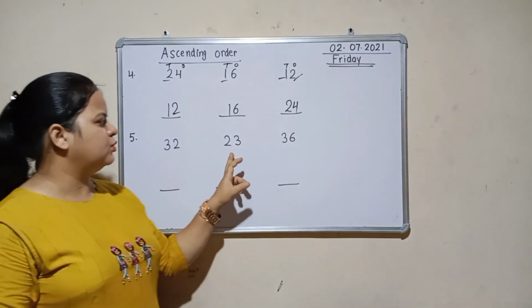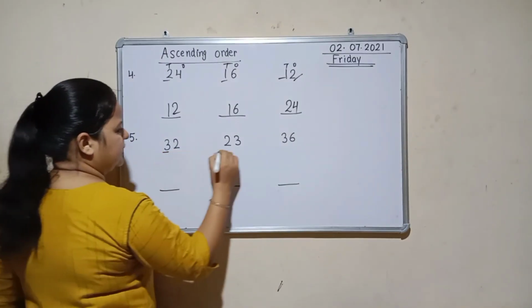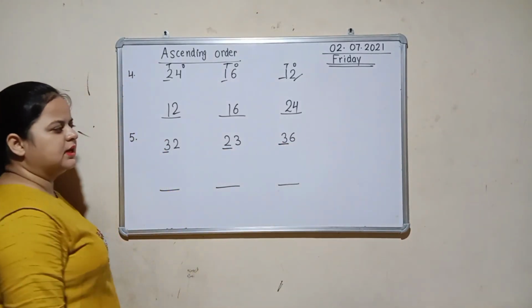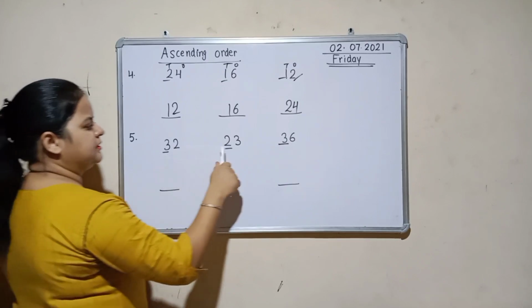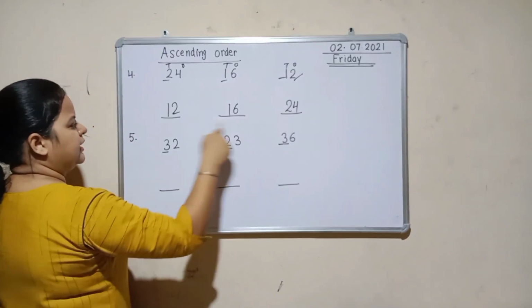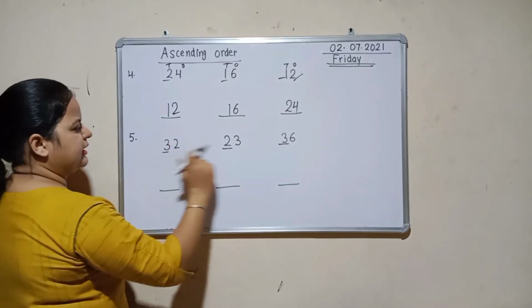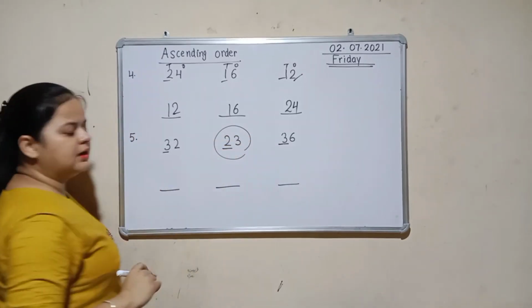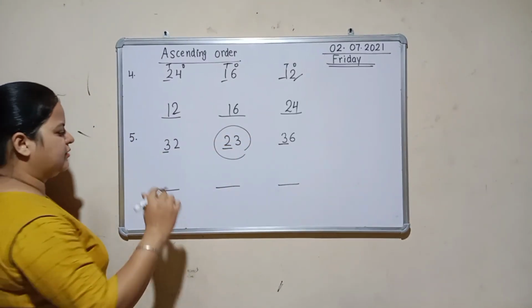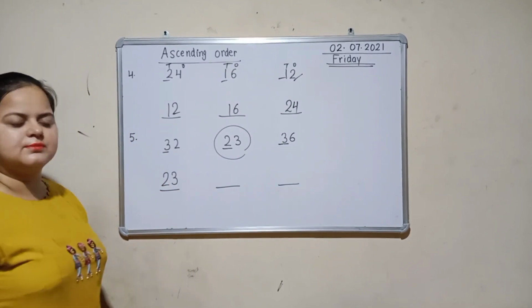Next is 32, 23 and 36. Again we will see the digits that are placed on tens place. 3, 2, 3. 3 and 3, these both are same and 3 is greater than 2. So 23 is the smallest number and we will write 23 here on first place.